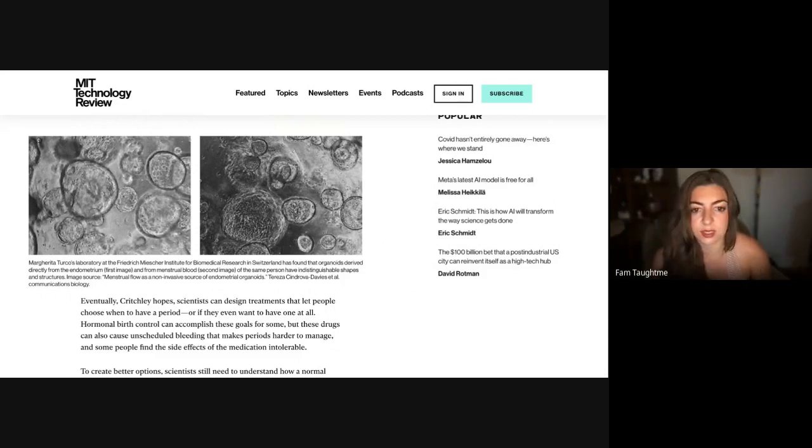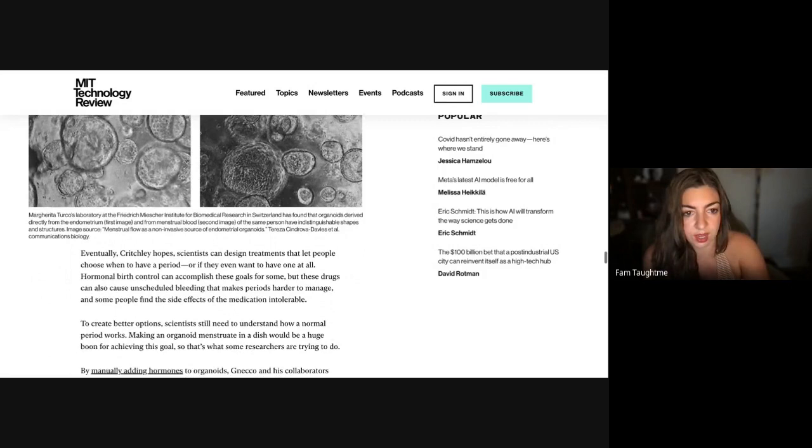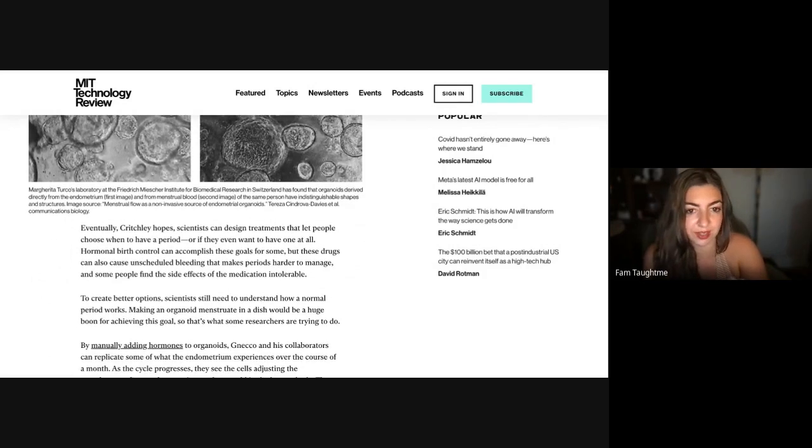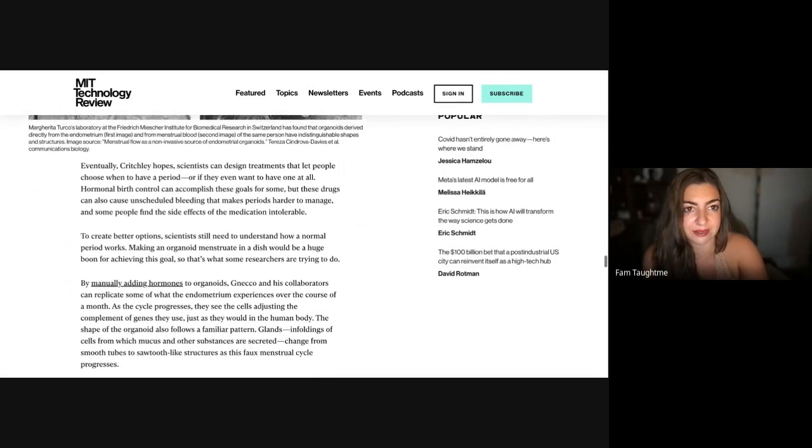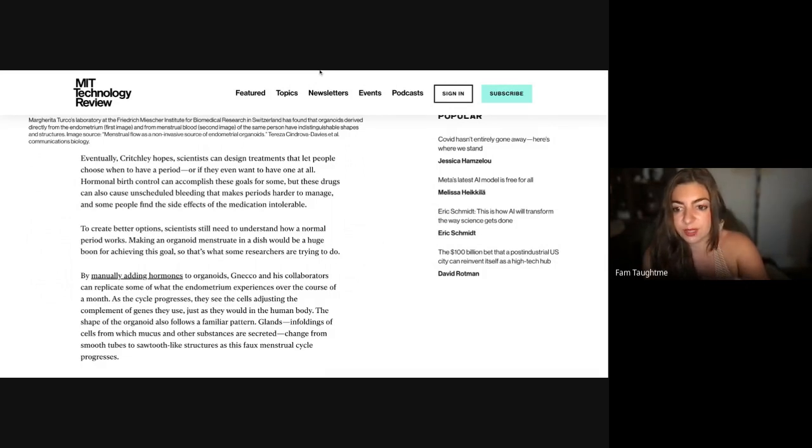Okay, and this is an image. You can see the organoids directly made from the endometrium on the left, and then from the menstrual blood on the right, of the same person, have indistinguishable shapes and structures. Menstrual flow is a non-invasive source of endometrial organoids, they said. Okay, so are you with me so far?